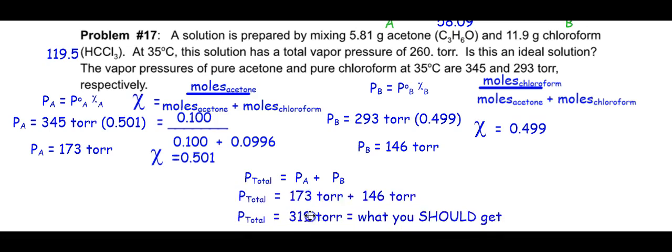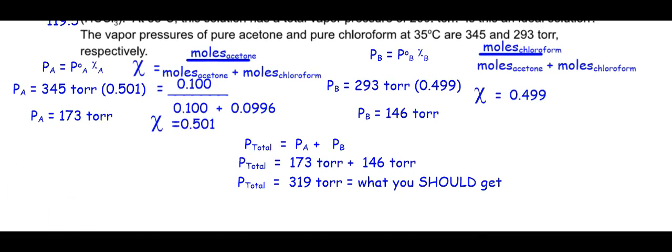And when I get done, I get 319, which is what I should get if this were an ideal solution. But wait a minute, what did I actually get? I got 260 torr, and that's less than 319 torr. That's what I got up above.